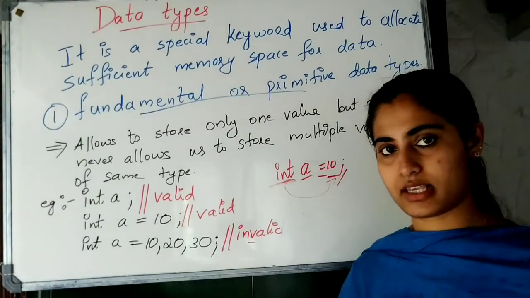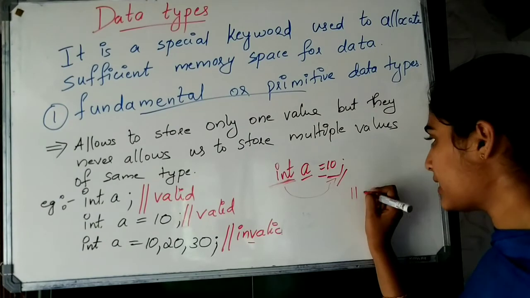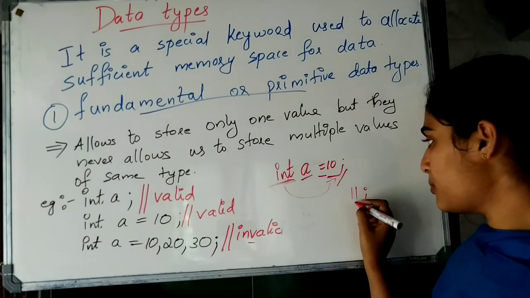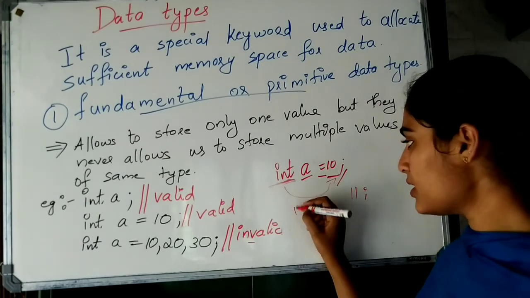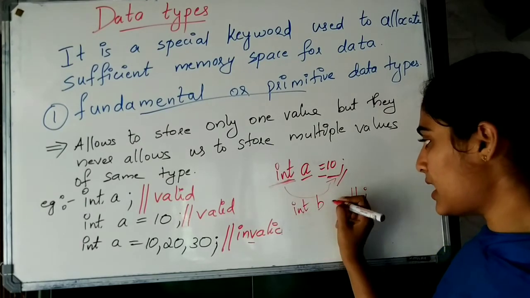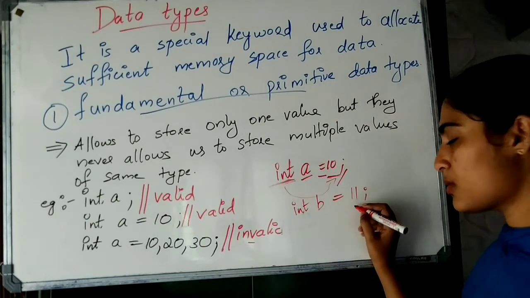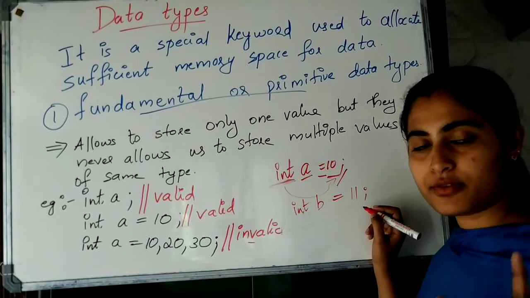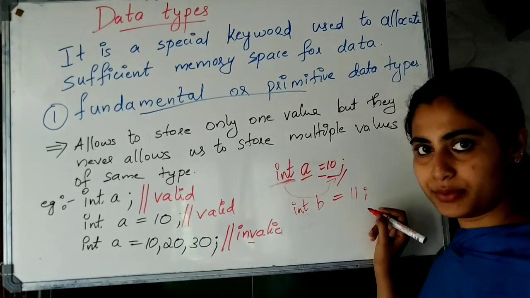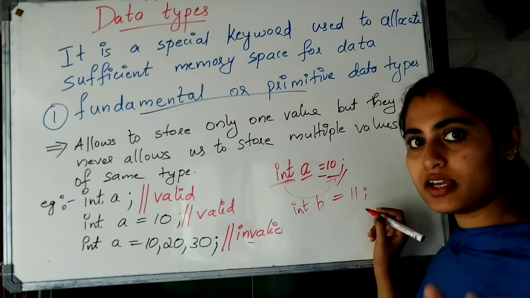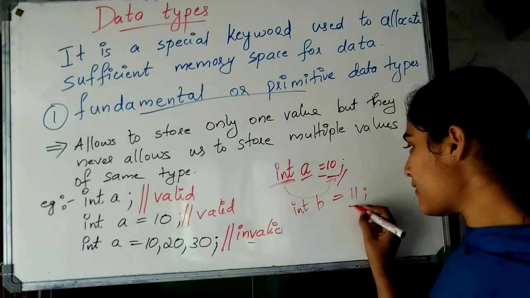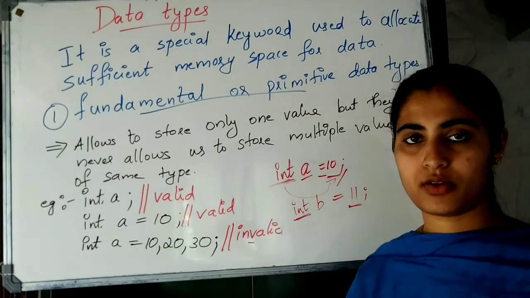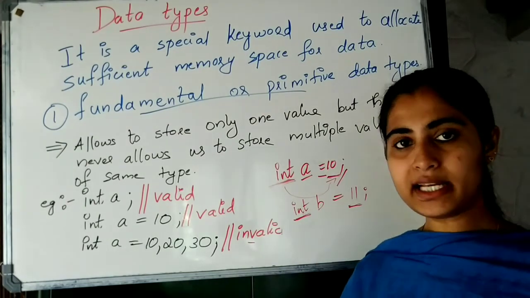Let us take another example. If I want to enter the number 11 into my program, 11 is an integer number, so we use the keyword int, and I am giving the name as b. By entering the number 11 into my program, memory space is needed for this number to be stored in our computer, and that memory space for the number 11 is given by the data type int. This is what we mean by data type.